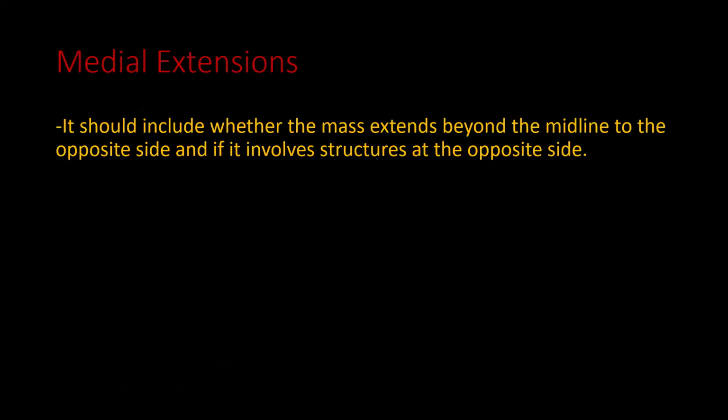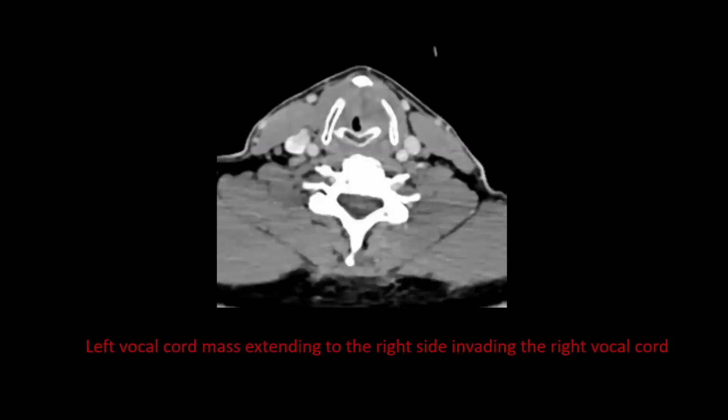Next, we have the medial extensions, and we should conclude whether the mass is extending beyond the midline to the opposite side and involving the structure on the opposite side. In this image, we can see there is a left vocal cord mass extending through the midline and involving the right aspect of the right vocal cord.